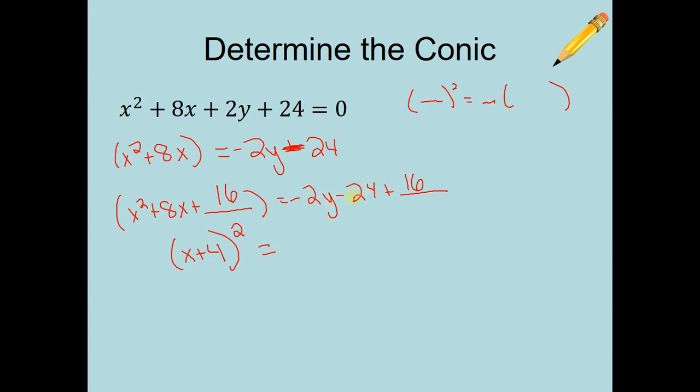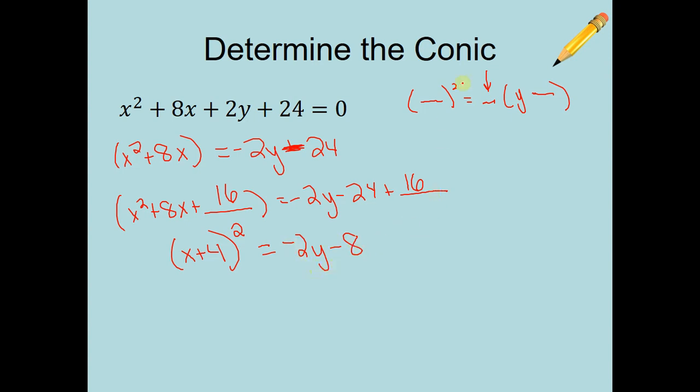Well, what's on this side? Negative 24 plus 16. That's negative 8. So this is negative 2y minus 8. Now notice, guys, normally this didn't look like this, right? We always had a number out here and then a y, blah, blah, blah, blah in there. So I need to factor something out.